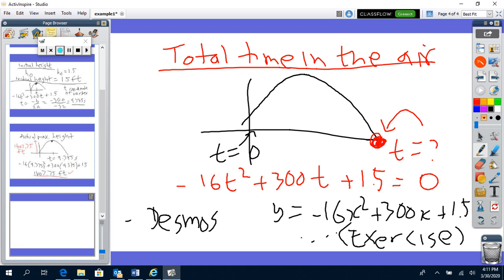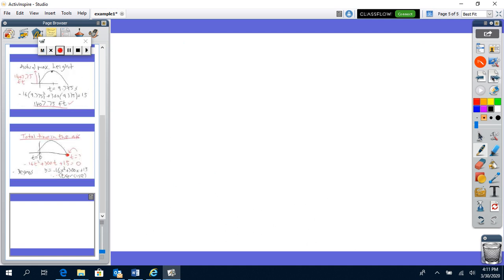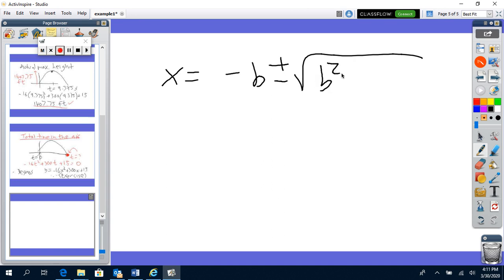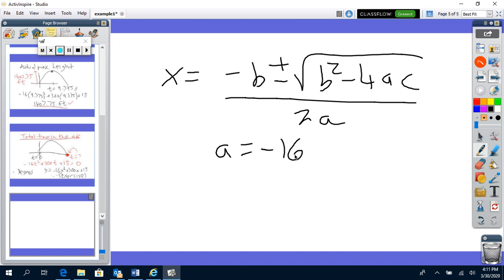And if you like, you can check your answer using the quadratic formula. So x is going to be minus b plus or minus the square root of b squared minus 4ac, over 2a. And obviously a is going to be minus 16, b is going to be 300, and c is going to be 1.5. So you can substitute these in, and you can find x from that. Okay, so we basically solved the problem here.